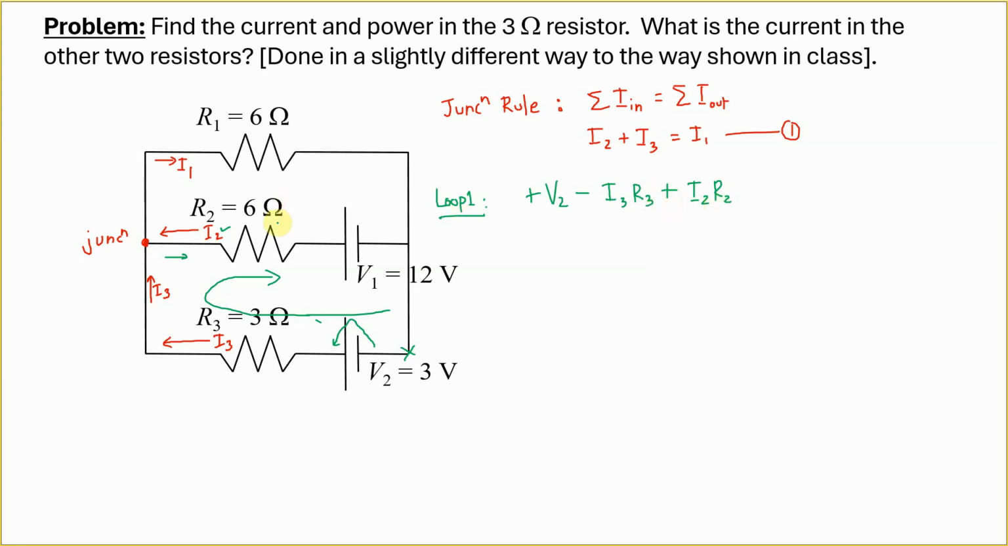And then I pass through R2 successfully. I've done enough work. And then I meet another battery, V1. But here I meet first the positive terminal of the battery. So this is like a kind of a downhill drive because I'm going in the same direction as the electric field.